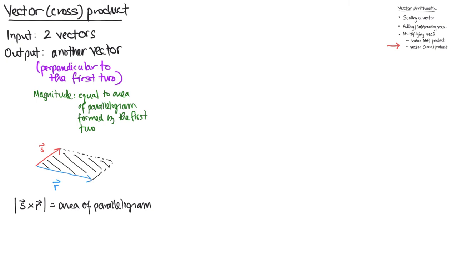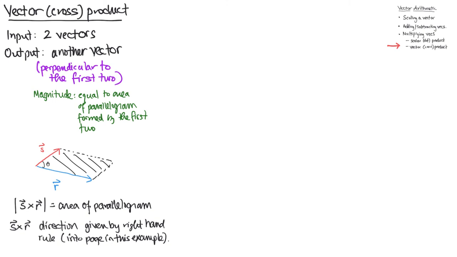And it has a direction which is perpendicular to s and r and given by the right-hand rule. So the right-hand rule says point your fingers along the direction of s, curl them towards r, and your thumb points in the direction of the cross product. In this case, that would be into the page.